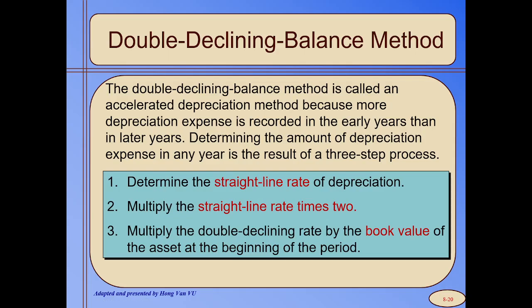Next, we multiply the straight line rate times 2 to get the double declining balance rate. Finally, we multiply the double declining rate by the book value of the asset at the beginning of the period. Remember, book value is cost less accumulated depreciation. We ignore the salvage value in our computation.